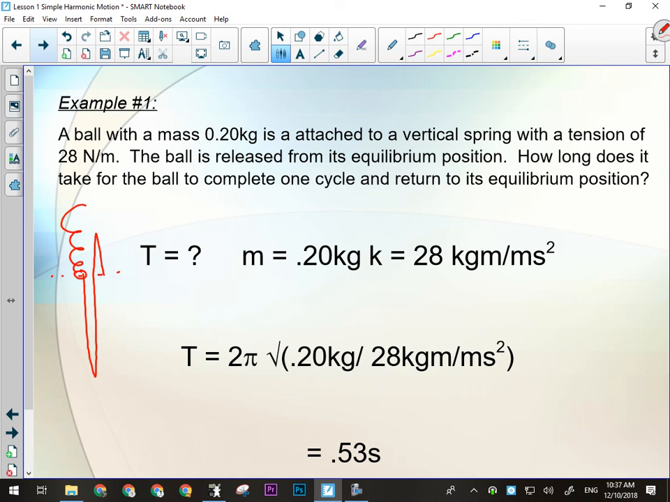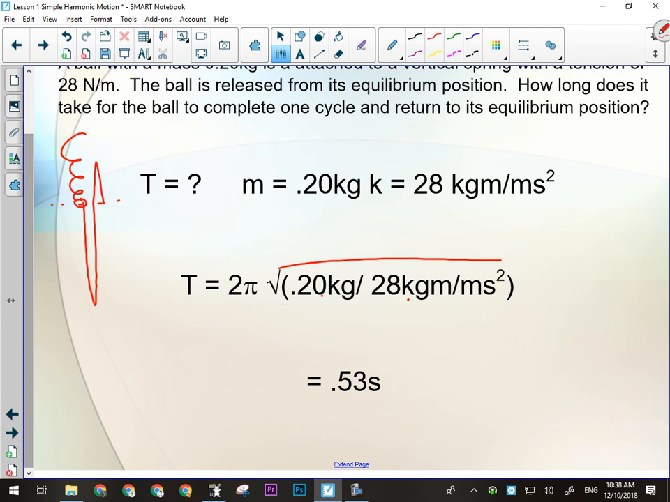All right, so I have mass, and I have the spring constant k. So I just have to plug in those numbers into the formula. So T equals 2 pi times the square root of m divided by k. All right, and when I do that, I would get that that would take 0.53 seconds to oscillate one time.